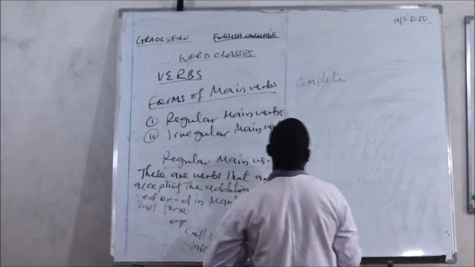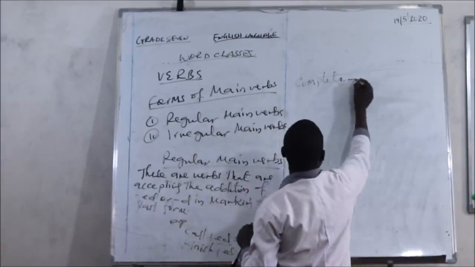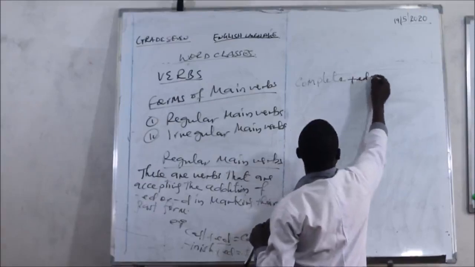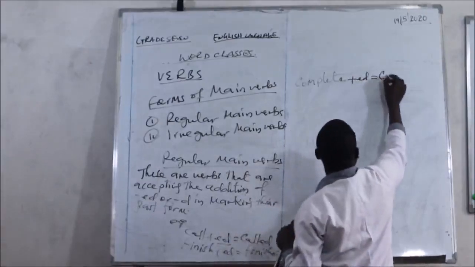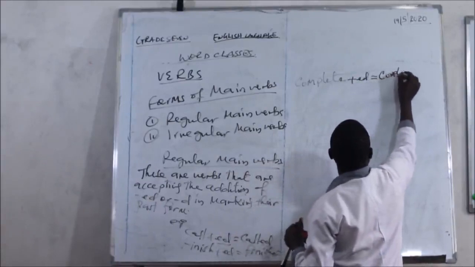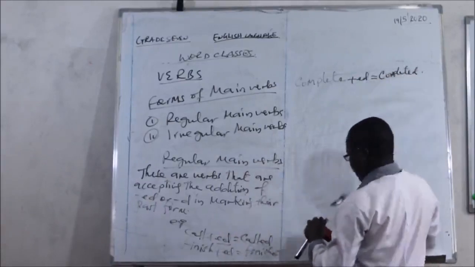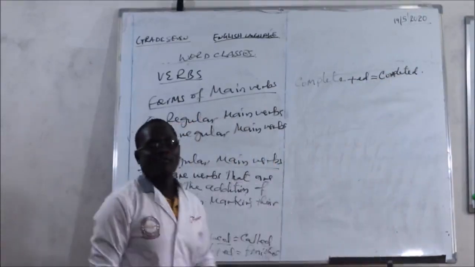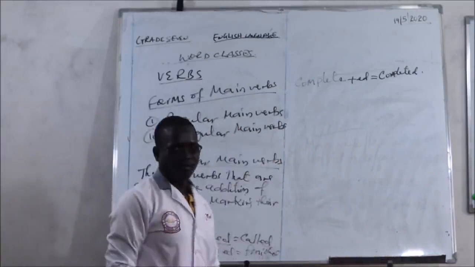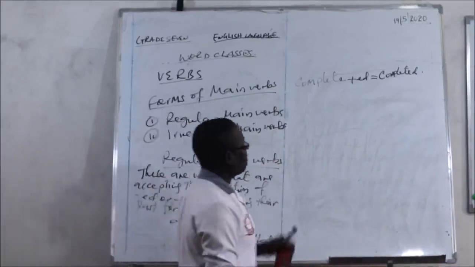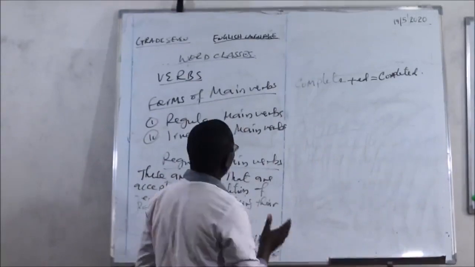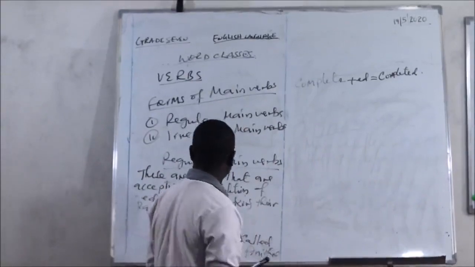We complete. It's just to complete. If you add ed here, you will have so-called completed, which is a verb in its past form. Completed. Those are just examples of regular main verbs.